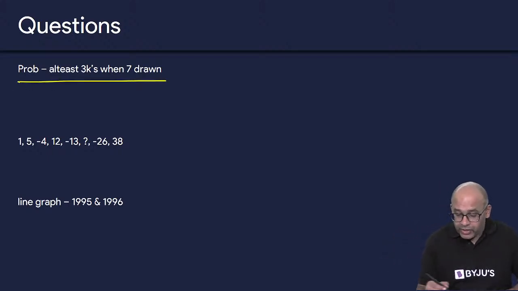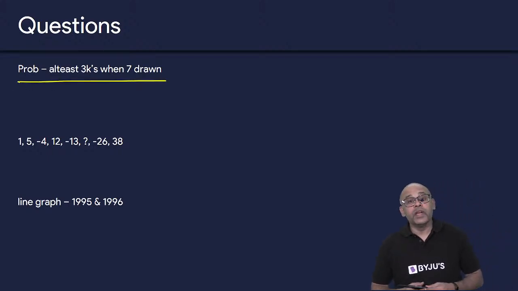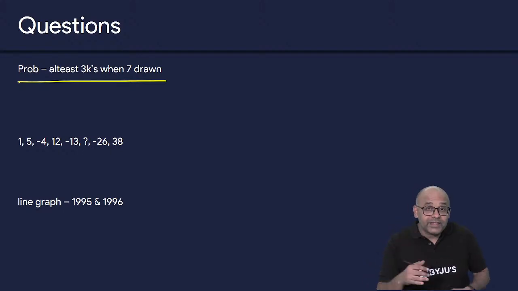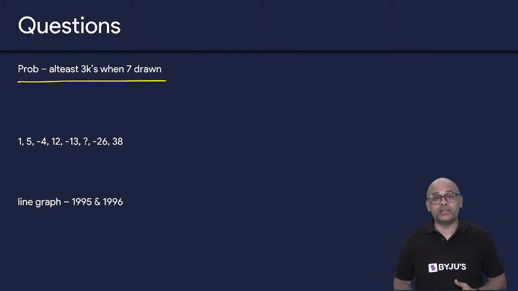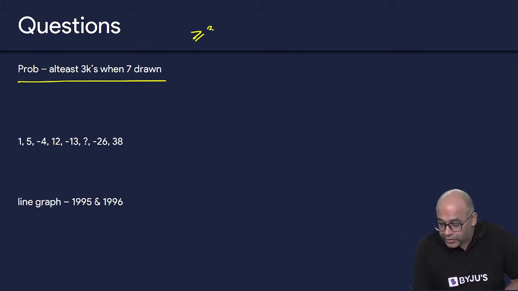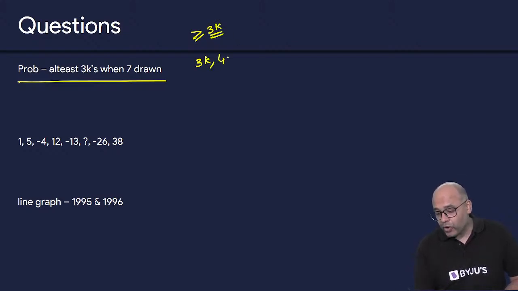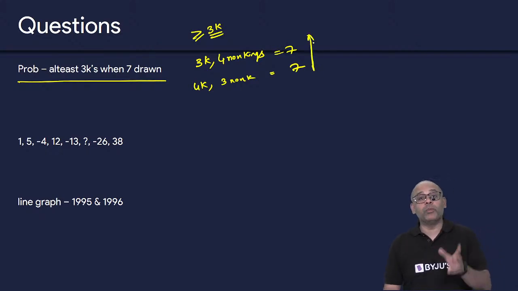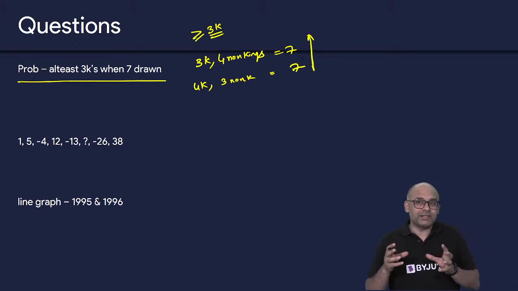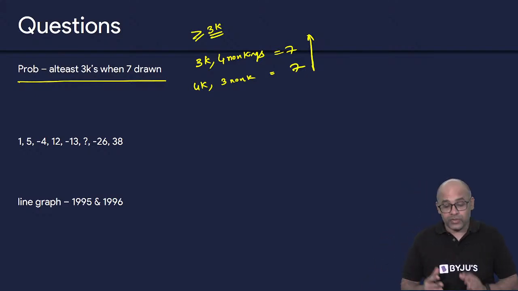Then we have a question on probability, which basically said, what is the probability of getting at least 3 kings when you draw 7 cards out of 52 cards? So you want at least greater than or equal to 3 kings, which means you're looking at 3 kings and 4 non-kings, total 7, and 4 kings, 3 non-kings, total equal to 7. So these are the 2 cases that you need to find the probability for and get your answer. So this is a bit calculation intensive. Ideally, you should have left this question.